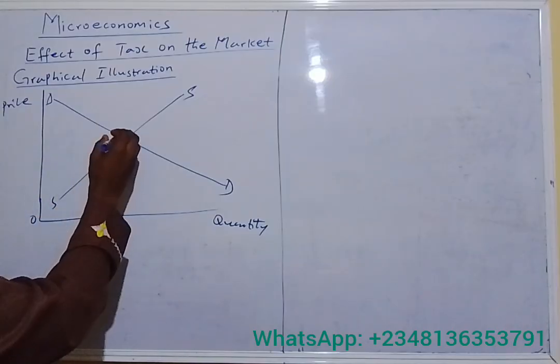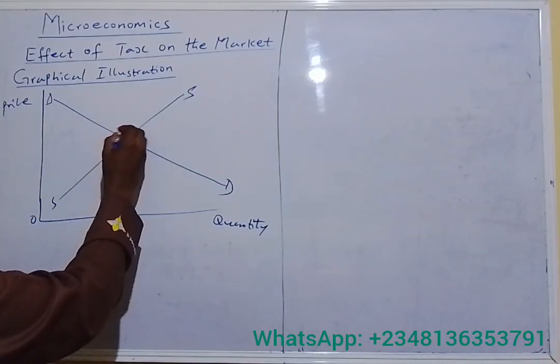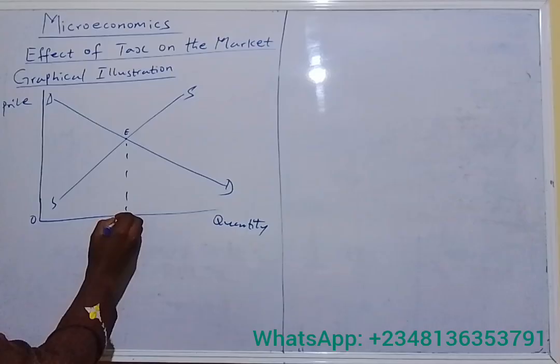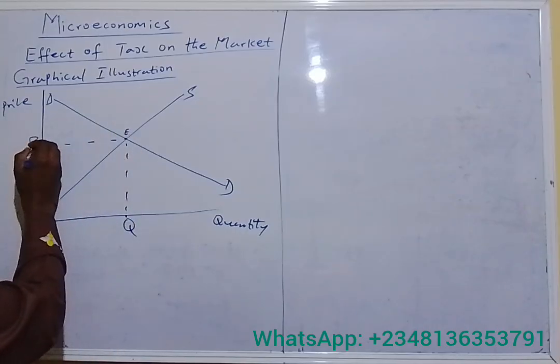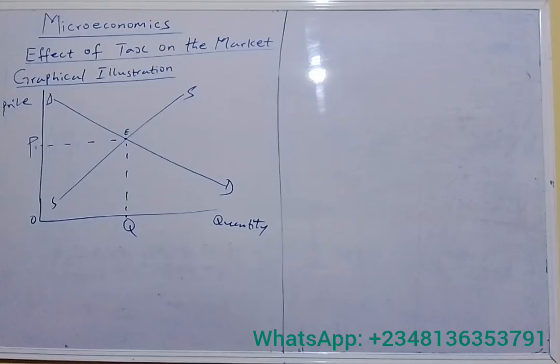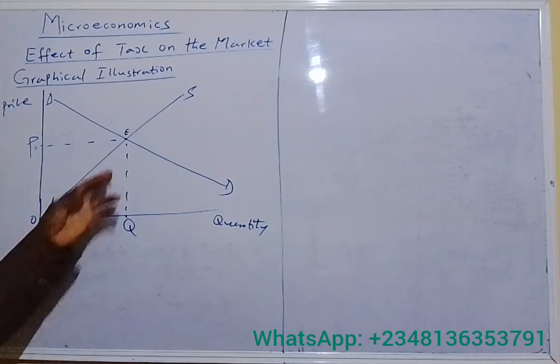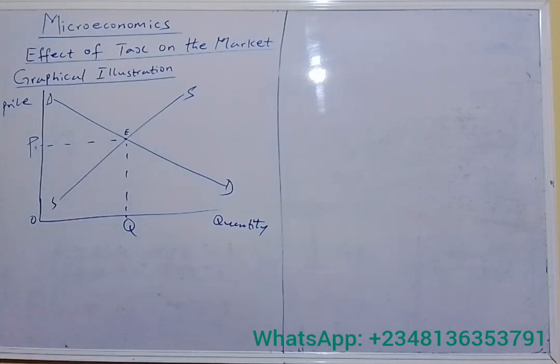Here we have the equilibrium. This is the equilibrium, this is the quantity, and this is the corresponding price. This is the market. If there is no tax imposition, this is the market, this is the price obtainable in the market, and this is the quantity obtainable in the market without tax.